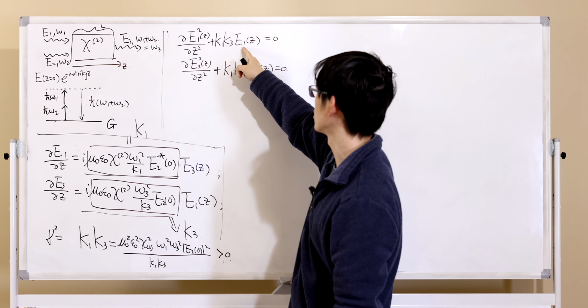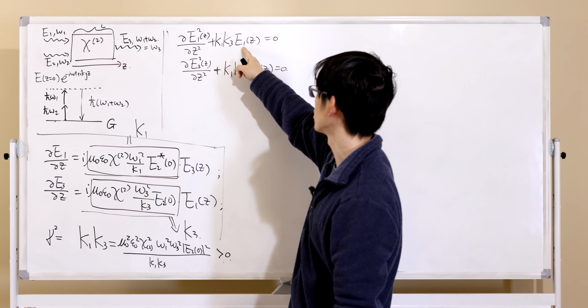Okay, let's quickly take a look at the mathematics here. In what situation is E3 squared larger than E1 squared, and in what situation is E1 squared smaller than, or larger than, E3 squared, right? So it's all about this coefficient, K1 divided by K3, divided by K1, square root, right?